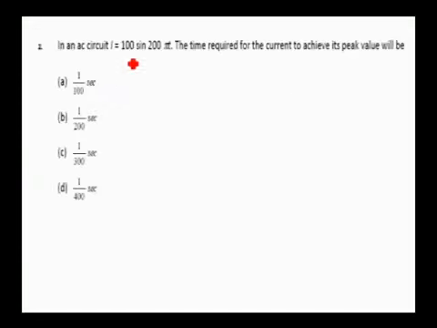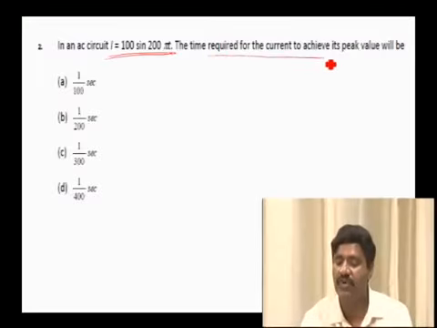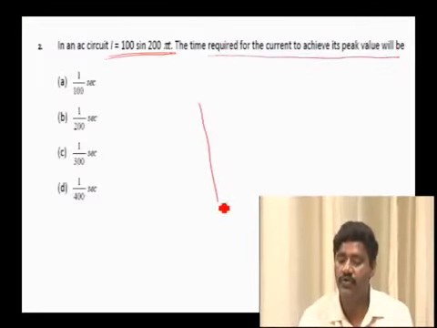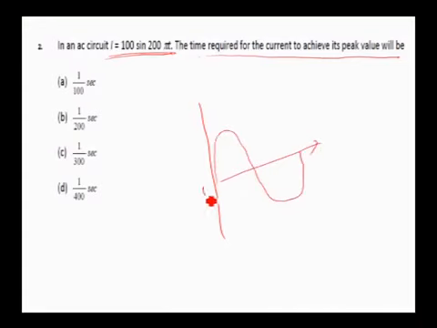Next, in an AC circuit, we have 100 sin 200 pi t. The time required for the current to achieve its peak value. So if I plot a graph like this, this is the variation of current. 0, the peak value will be at T by 4, T by 2, this is 3T by 4, and this is equal to T. At what time does it reach the peak value? T by 4.